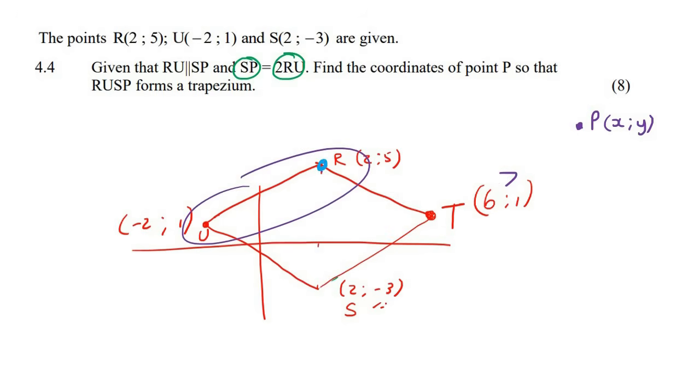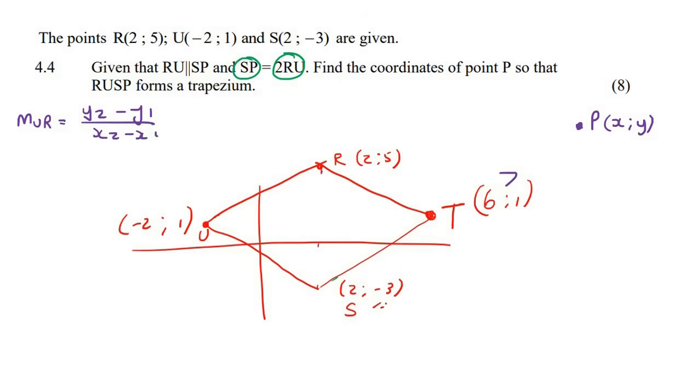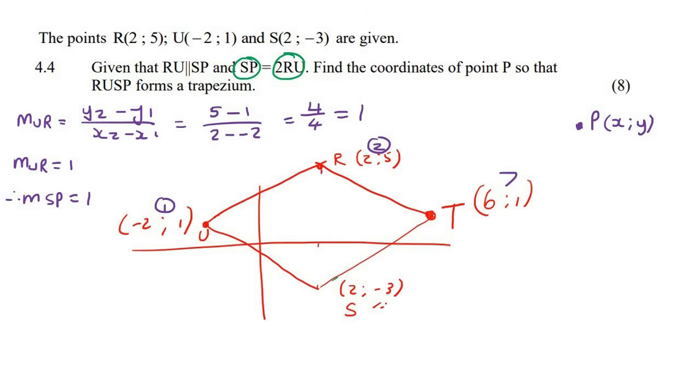So let's go work out the gradient of this line, and then we can make that the gradient of that line. To work out the gradient, we use the gradient of UR. We're going to say y2 minus y1 over x2 minus x1. That's the gradient formula. I'm going to use this as point 2 and I'll use this as point 1. And so that's going to be 5 take away 1 over 2 minus 2. And that will give us 4 over 4, which is 1. So the gradient of UR is 1. And so therefore the gradient of SP is also 1. Okay? The gradient of SP is also going to be 1.